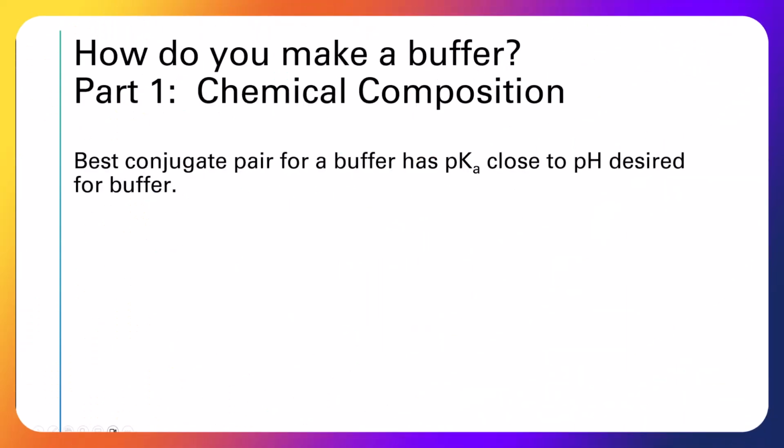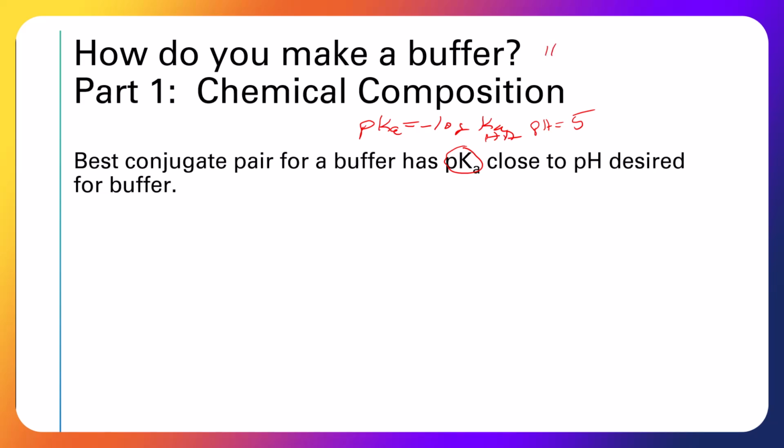So how do you make a buffer? Part 1. How do you choose the chemicals to make a buffer? Well, the best conjugate pair for a buffer has a pKa, and remember that pKa is just the negative log of whatever the Ka for that particular acid is. So let's say I needed a buffer system that had a pH that was pretty close to 5. So I might go in, look at a weak acid, acetic acid.